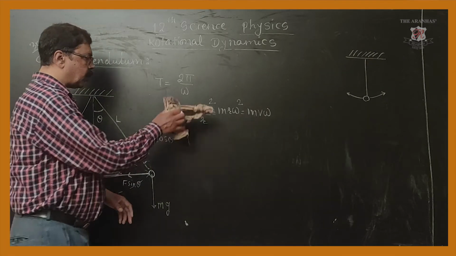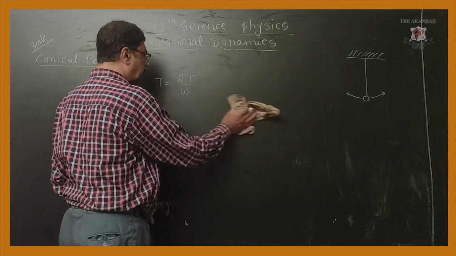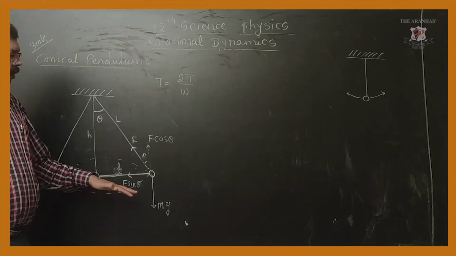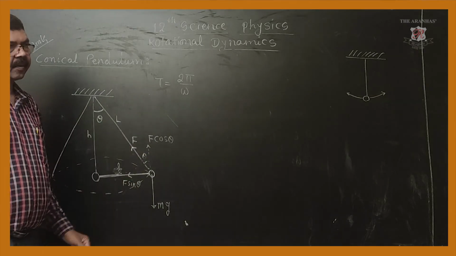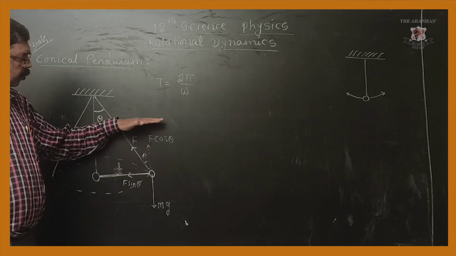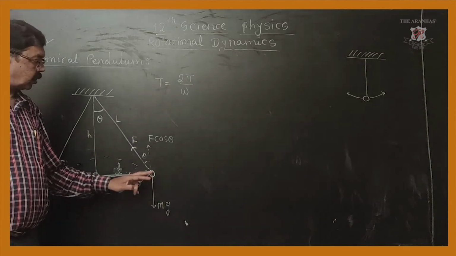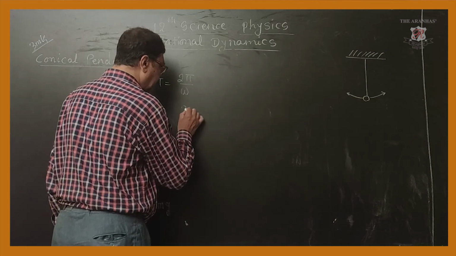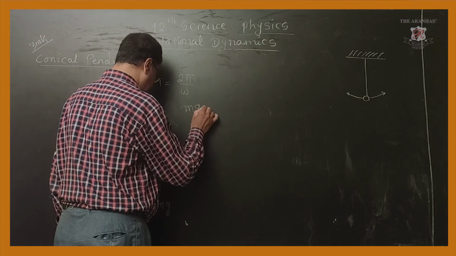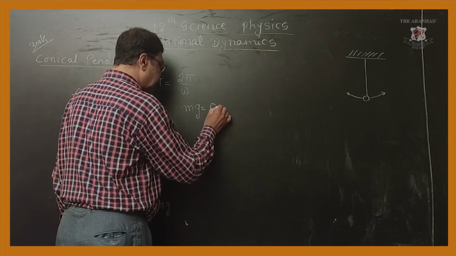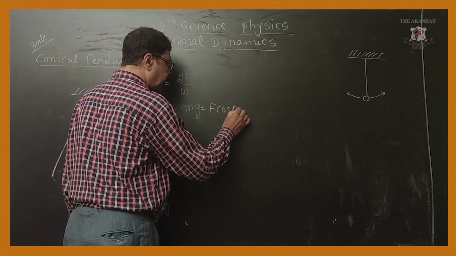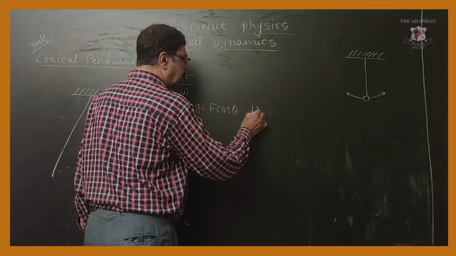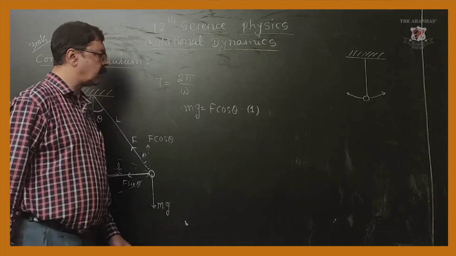Now, how to approach? What you did in the previous derivation of banking of roads, you did balancing of forces. Now, this ball is neither moving up nor moving down. So, upward force must be equal to downward force. So, I get mg equal to F cos theta. This is the first equation. It is a very simple derivation.